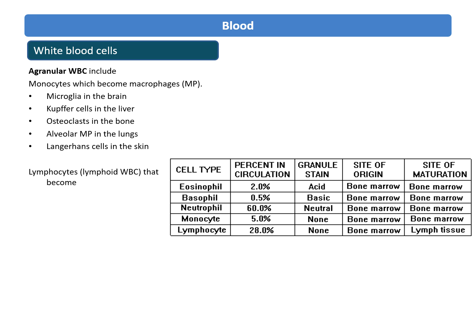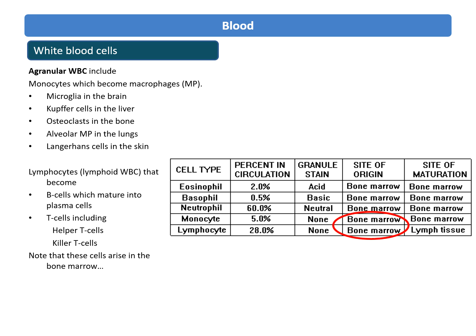The lymphocytes, which are lymphoid white blood cells, are another category of the agranular cells. They become B cells that mature into plasma cells, and T cells that include helper T cells and killer T cells. Note that these cells arise in the bone marrow. Monocytes mature in the bone marrow, but lymphocytes mature in the lymph tissue.